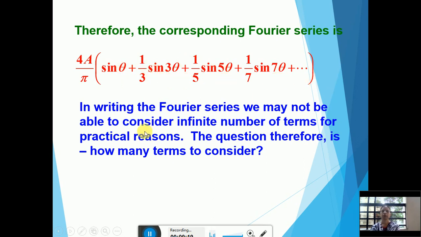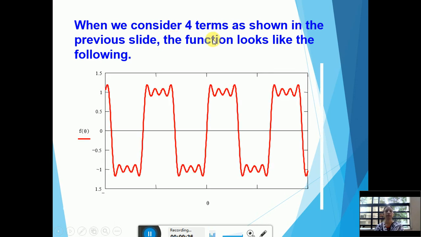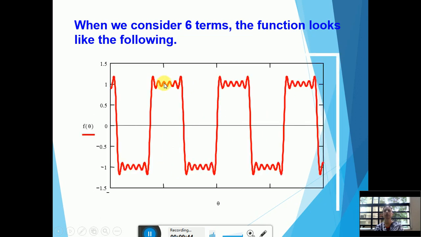So we may not be able to consider an infinite number of terms. You cannot have n to be infinity. Then what should be the value of n? What value should you take? How do you know which value you must take? Let us consider different values of n and then see how the Fourier series is looking. If you take n is equal to 4, 1, 2, 3, 4 terms, this is how you are getting. If you take 6 terms, 1, 2, 3, 4, 5, 6, this is how it becomes.